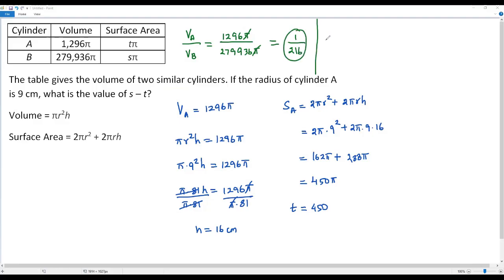Now from this ratio, we can get the ratio of the surface areas of two cylinders. That is surface area of cylinder A divided by surface area of cylinder B. How can we get the ratio of the surface areas from the ratio of the volumes? We know that volume is a measure in cubic units. So we'll have the stuff over here in cubic units.